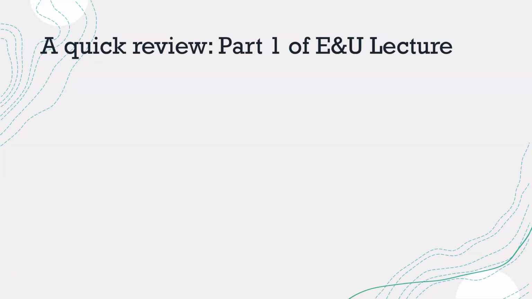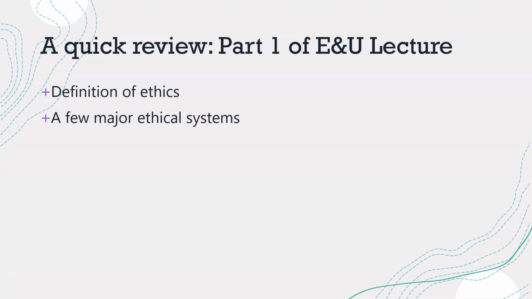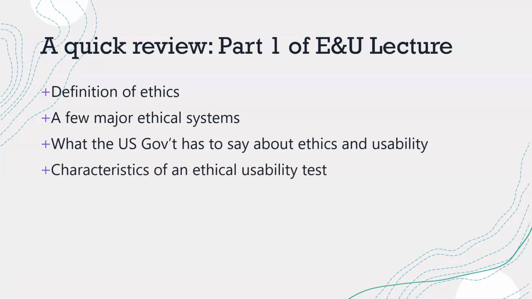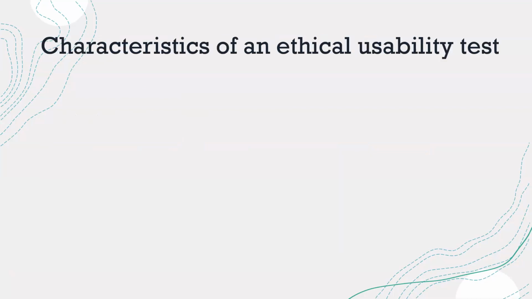A quick review of what we talked about in part 1. We talked about the definition of ethics. We talked about a few major ethical systems that you can use when you're evaluating ethical issues. We talked about what the U.S. government has to say about ethics and usability testing. And we also talked about the characteristics of an ethical usability test. Let's review some of those characteristics because they feed into what we're talking about today.